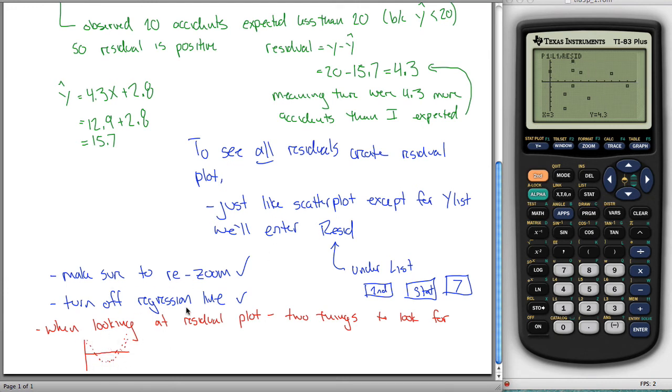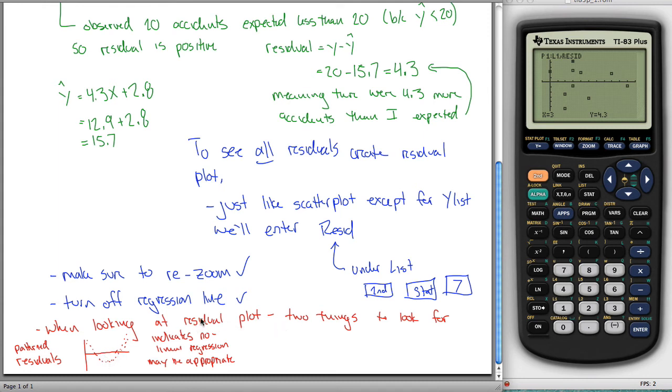You get this pattern when looking at this, which is called patterned residuals. And it indicates nonlinear regression may be appropriate. For our class, that's the end. We don't do nonlinear regression, so this is just noting that maybe linear regression wasn't a great idea.